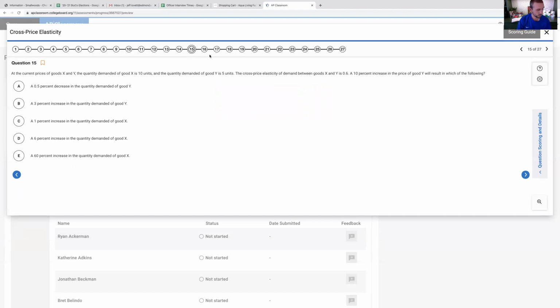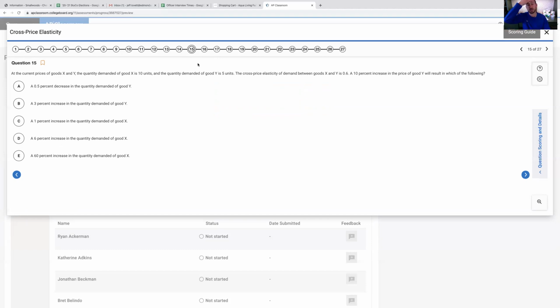Number 15. Okay, number 15. More math. Great. At the current prices of goods X and Y, the quantity demanded of good X is 10. The quantity demanded of good Y is 5. The cross price elasticity between the two goods is 0.6. So it's positive. So does that mean they're complements or substitutes?